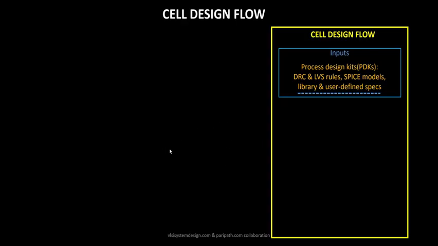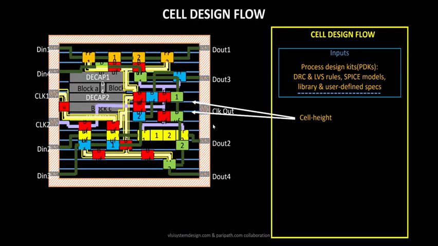Let's continue with the library and the user defined specs. So let me give an example of user defined specifications. In this case, the cell height is defined by the separation of the power and the ground rail. If you see this laid out design, this is the power rail, this is the ground rail, this is the power, this is the ground, and so on. So this is how a typical chip design flow works.